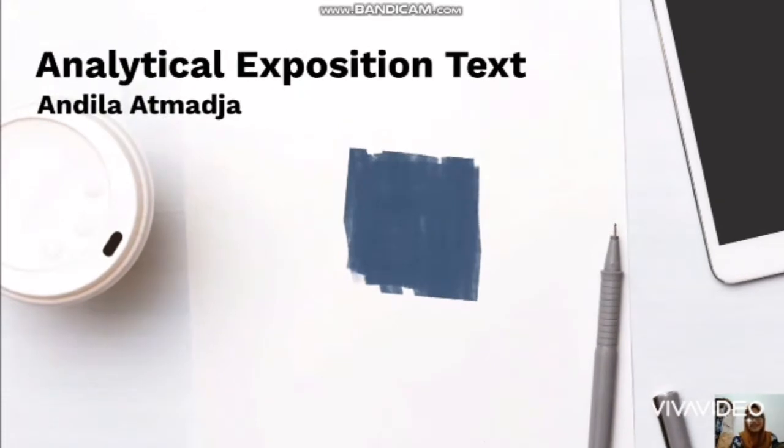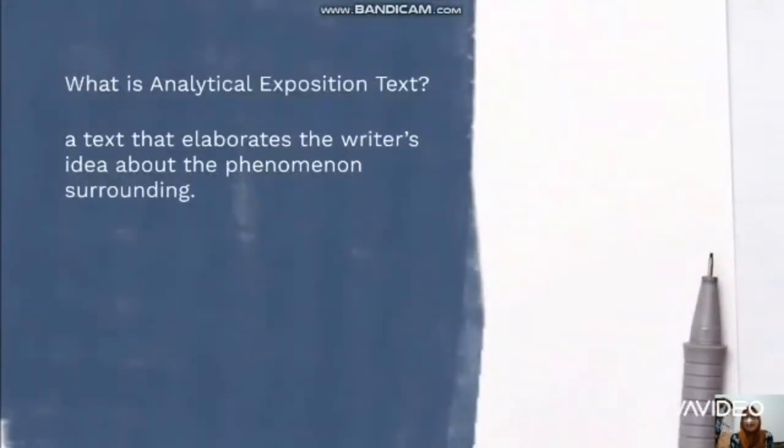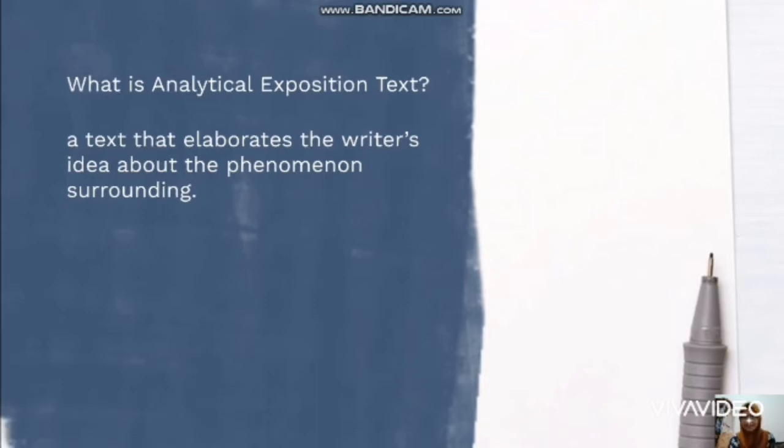Okay, let's move on. Analytical expositions. What is analytical exposition text? This is a text that elaborates the writer's idea about the phenomena surrounding. Jadi analytical exposition text itu apa sih? Itu adalah sebuah teks di mana si penulis mengelaborasikan idenya berdasarkan dengan fenomena yang terjadi di sekitarnya.